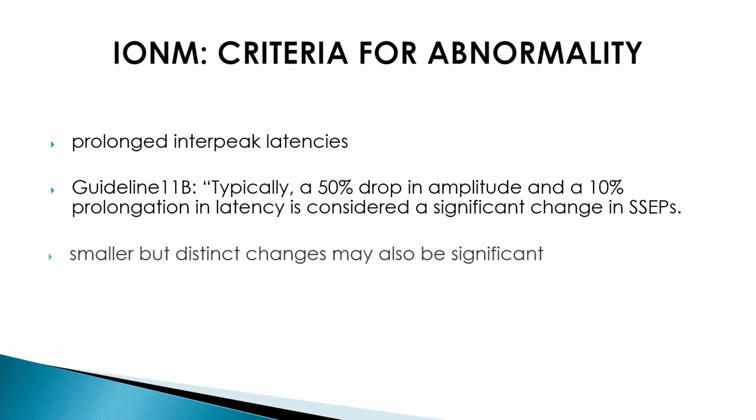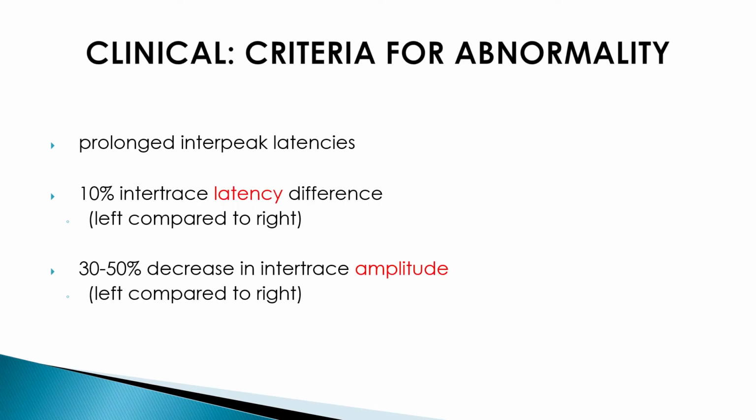Typically, a 50% decrease in amplitude and a 10% increase in latency is considered a significant change in the SSEP. That's when we start warning the surgeon. But as I mentioned earlier, we want to look at those interpeak latencies too. We also want to look at the left side compared to the right side, or the intertrace latency differences, the left compared to the right. If one is changed more than the other, of course, that's a criteria for alarm, and we should alert the surgeon. If there's a 30 to 50% decrease in intertrace amplitude.